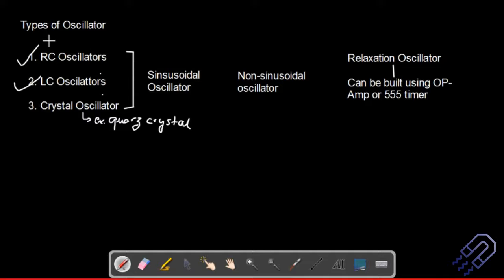There are different kinds of oscillator. If you talk about the RC oscillator or the LC oscillator or the crystal oscillator, in a crystal oscillator you can use a quartz crystal. These are nothing but sinusoidal oscillators, so basically they are going to give you a sine signal.